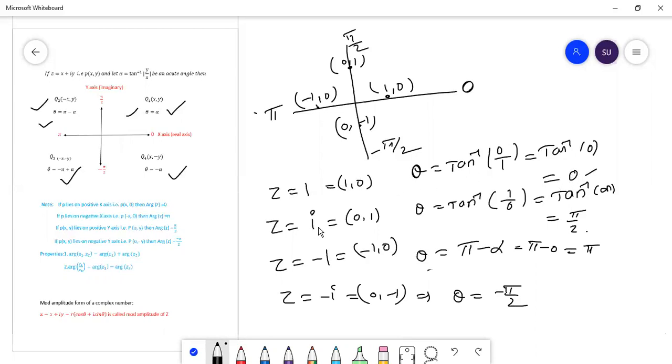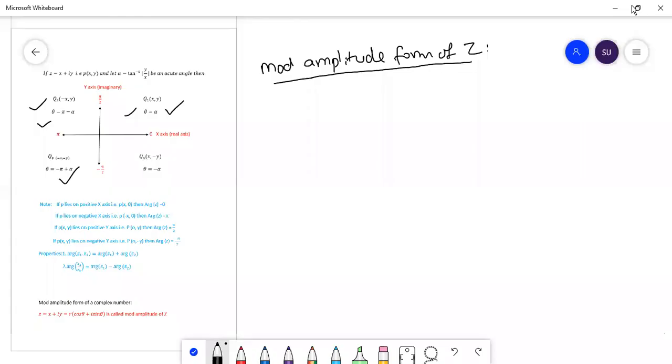If z is equal to i, that means pi by 2. If z is equal to minus 1, then its argument is pi. If z is equal to minus i, then the argument is minus pi by 2. So this is about the points which lie on the positive x-axis, positive y-axis, negative x-axis, and negative y-axis.